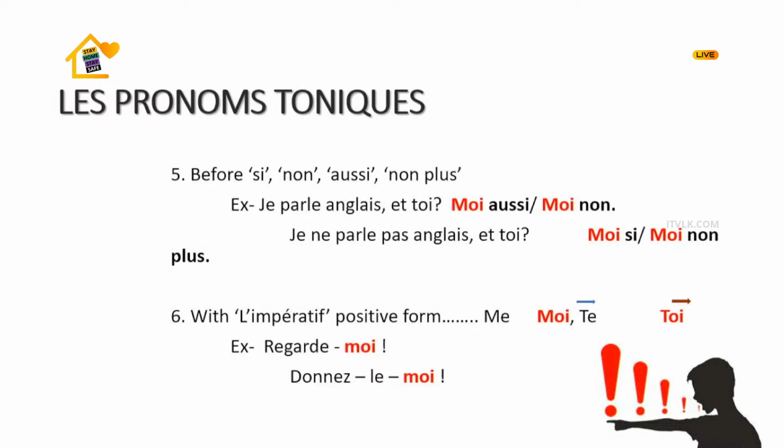Look at the example. Regarde-moi. It is not regarde-me. You have to say regarde-moi. Second example. Donnez-le-moi. It is not donnez-le-me. Instead of me, you have to use moi. Instead of te, you have to use toi when you use l'impératif in its positive form. I think it's clear for you when to use le pronom tonique.